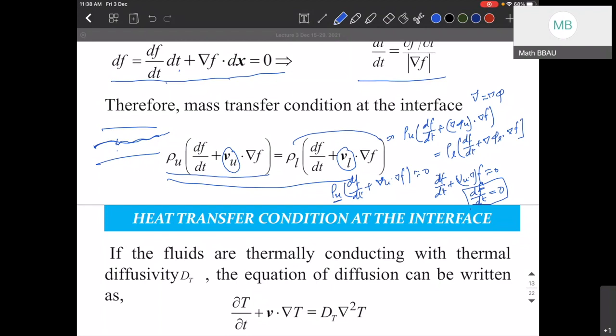That is valid only when there is no mass transfer as well as heat transfer, because we already stated that heat and mass transfer are coupled phenomena. If there is mass transfer, then definitely there will be heat transfer. If there is no mass transfer, heat transfer will not be there in the case of interfacial instability. Now the mass transfer case is clear. Now we will look at our heat transfer condition.